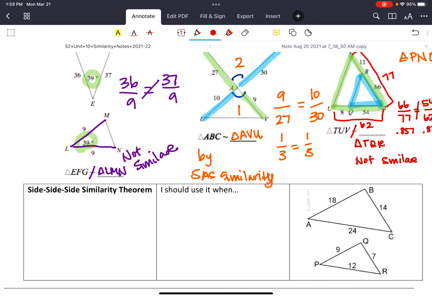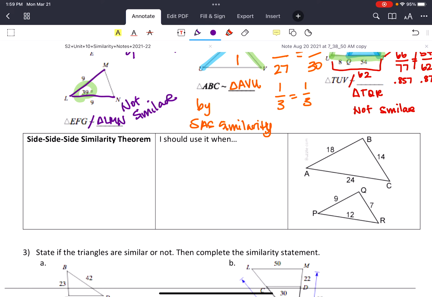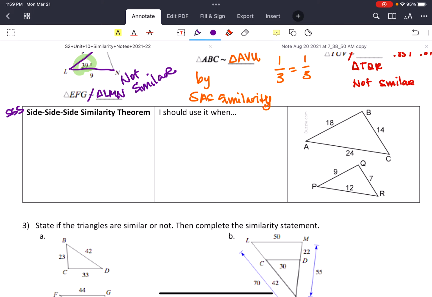All right, then we have one more. And this is side, side, side similarity. This one's going to be our SSS, and we can come back over here and call this one side, angle, side. I'm going to abbreviate them. Okay, side, side, side.